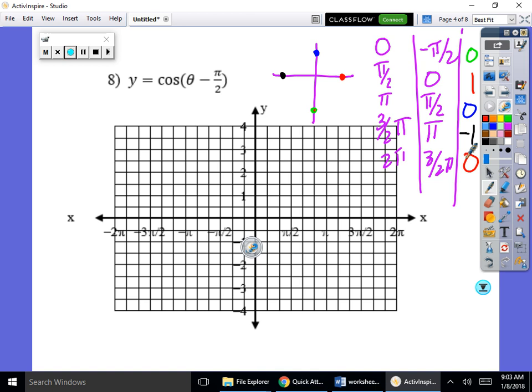Okay, so I'm going to stop. You just have to remember that cosine is x and sine is y. That's how I got these answers.